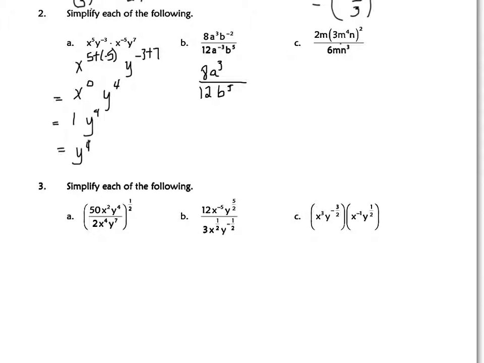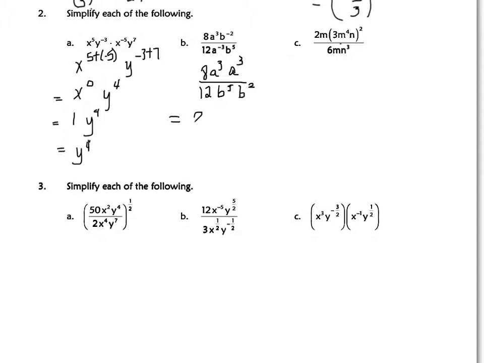But I would take that b to the negative 2 in the top and put it down as a b squared in the bottom. And it would take that a to the negative 3 that's in the bottom and bring it up top as an a to the positive 3. And then I would start putting my terms together and cancelling things.